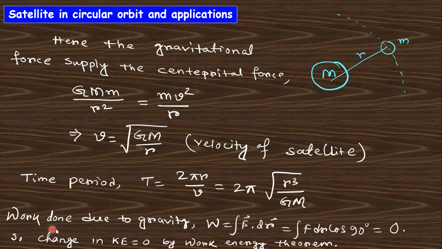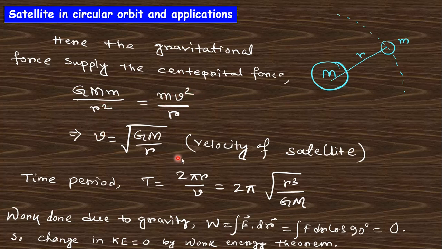Now we come to the satellite in a circular orbit and its application. If this is any planet and this is a satellite moving at a distance r from the center, you can see this is the gravitational force and this is the centripetal force.